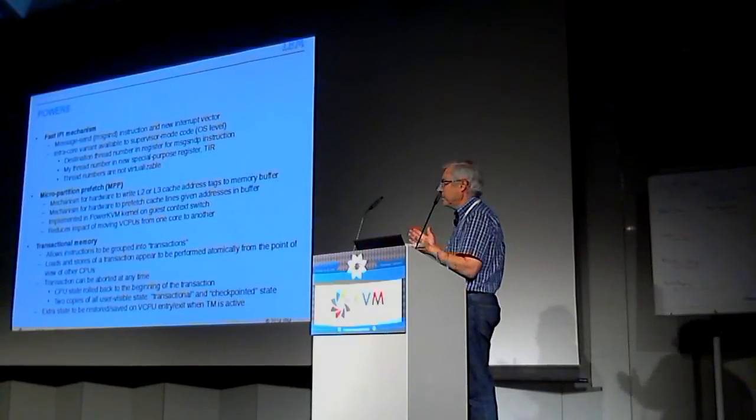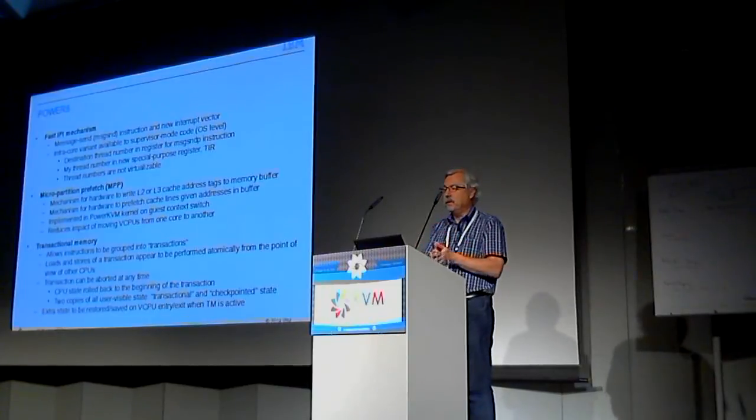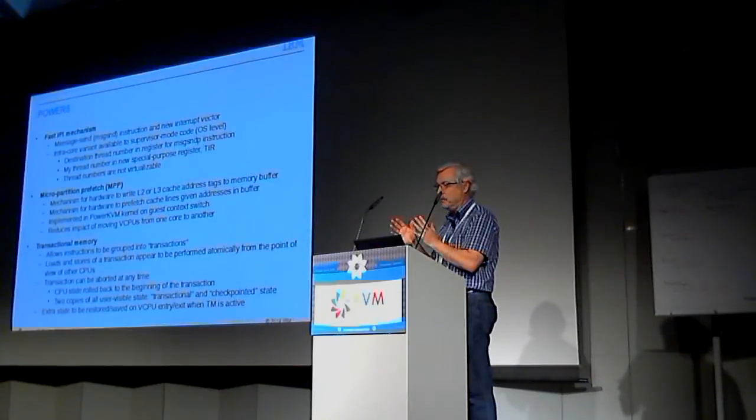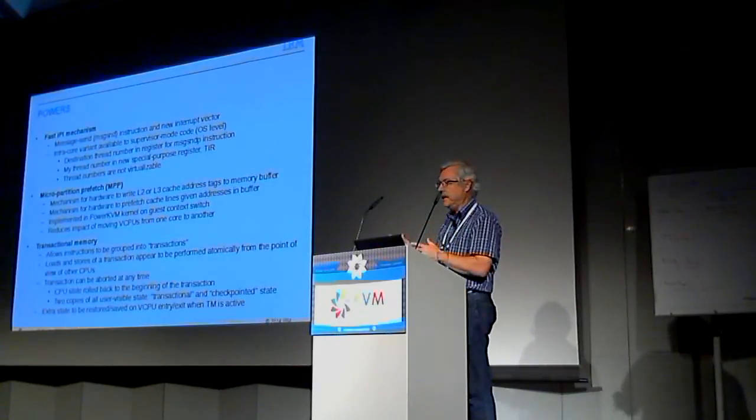So when we go to context switch a guest, if it's in the middle of a transaction, we now have 2 lots of state. We have to read out both the transactional state and put that in memory, and the checkpointed state and store that in memory.